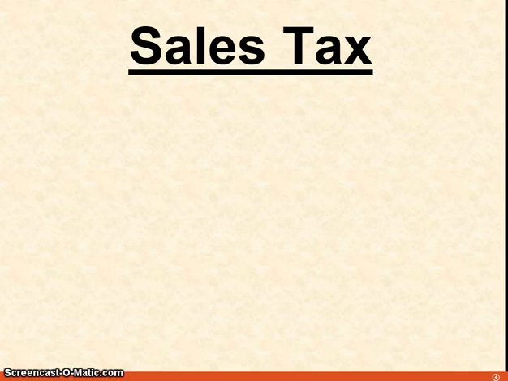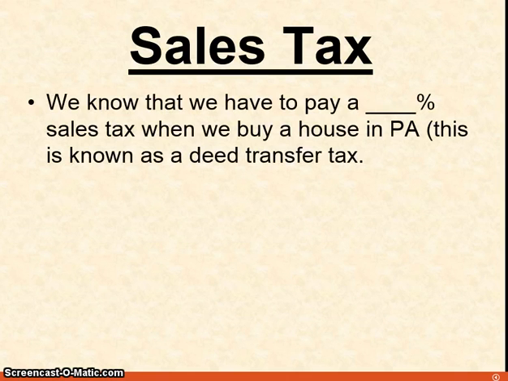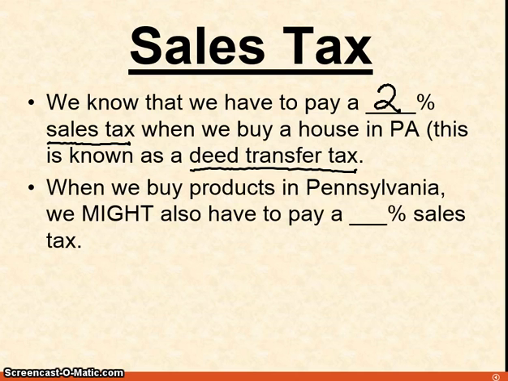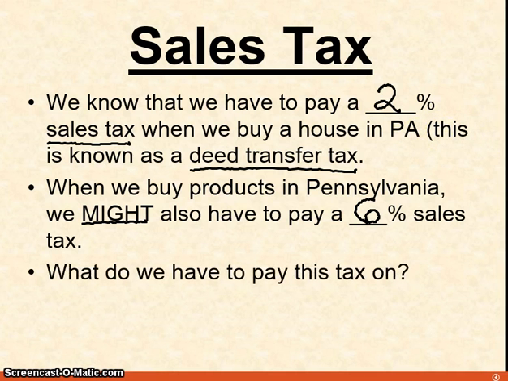In this lesson, we are going to focus on sales tax. Now, we already know a little bit about sales tax. We know that when we buy a house, we have to pay a what percent sales tax? A 2% sales tax. This sales tax is also known as a deed transfer tax. Now, the key is that we might have to pay another tax on sales, and that is a 6% sales tax. We do not have to pay this on every item that we buy, only some items.